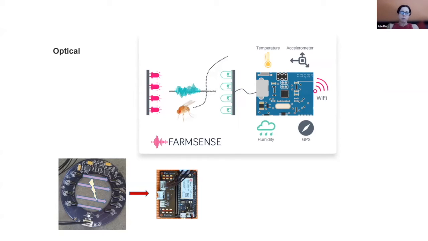However, there's additional problems. The optical sensor I tried had the problem that the flies would not fly through the sensor, but rather they would land on the edge and then walk through the sensor. So that's one thing they're figuring out right now. But in the meantime, we do have the acoustic.